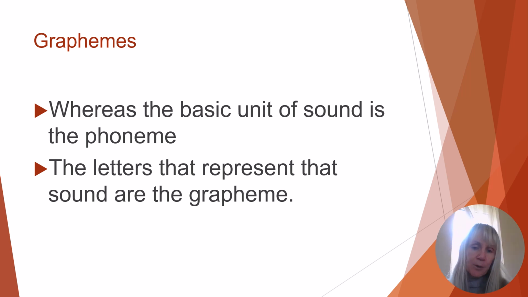And we also spoke in Chapter 2 about morphemes, the basic unit of meaning. So phoneme is the basic unit of sound. Graphemes are the letters or letter combinations that represent the phonemes. And our morphemes are the meanings, the basic unit of meaning in each word. So we are ready to go on again.